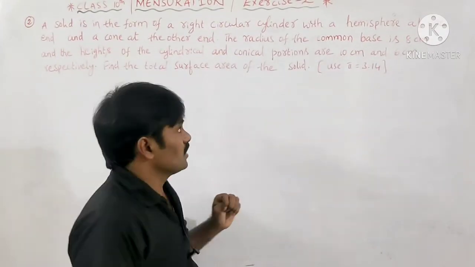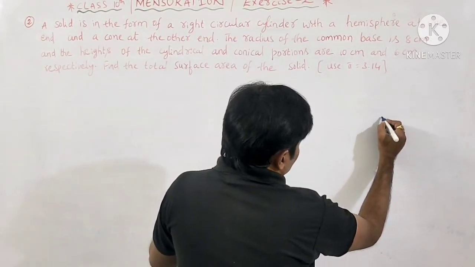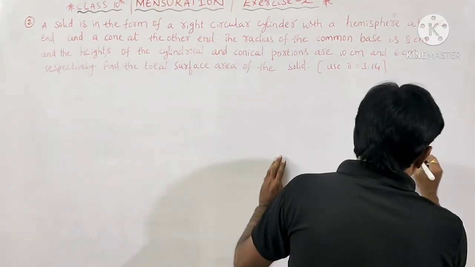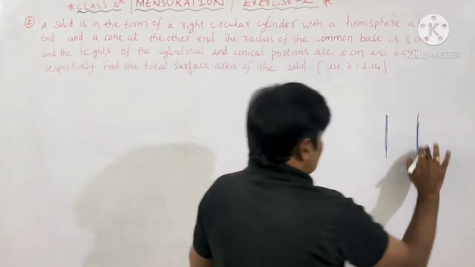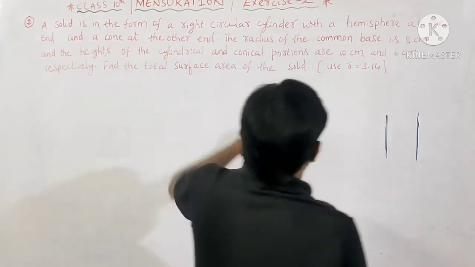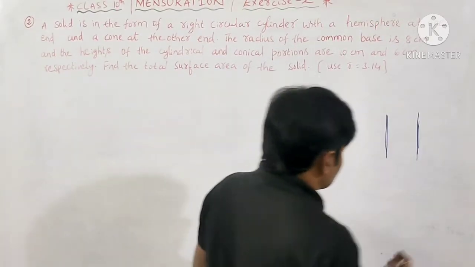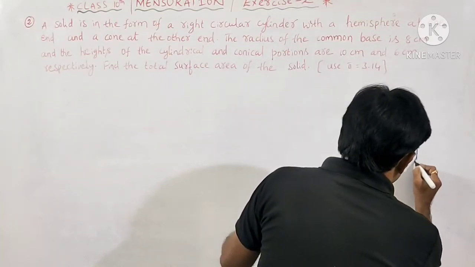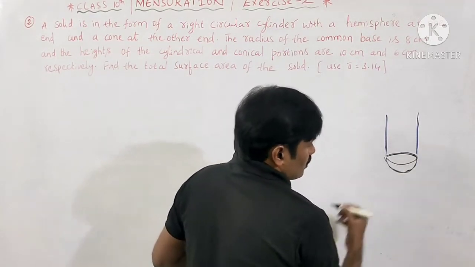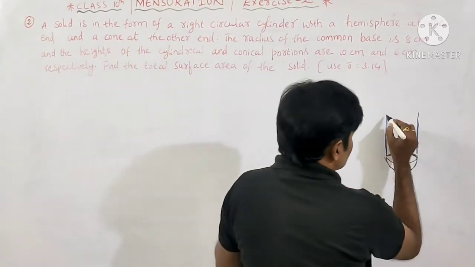That means, see, a right circular cylinder. So it is a right circular cylinder. Now with this, one part with a hemisphere at one end. At one end, what is there? A hemisphere is there, like this. And the other end is having a cone. So this is the cone.